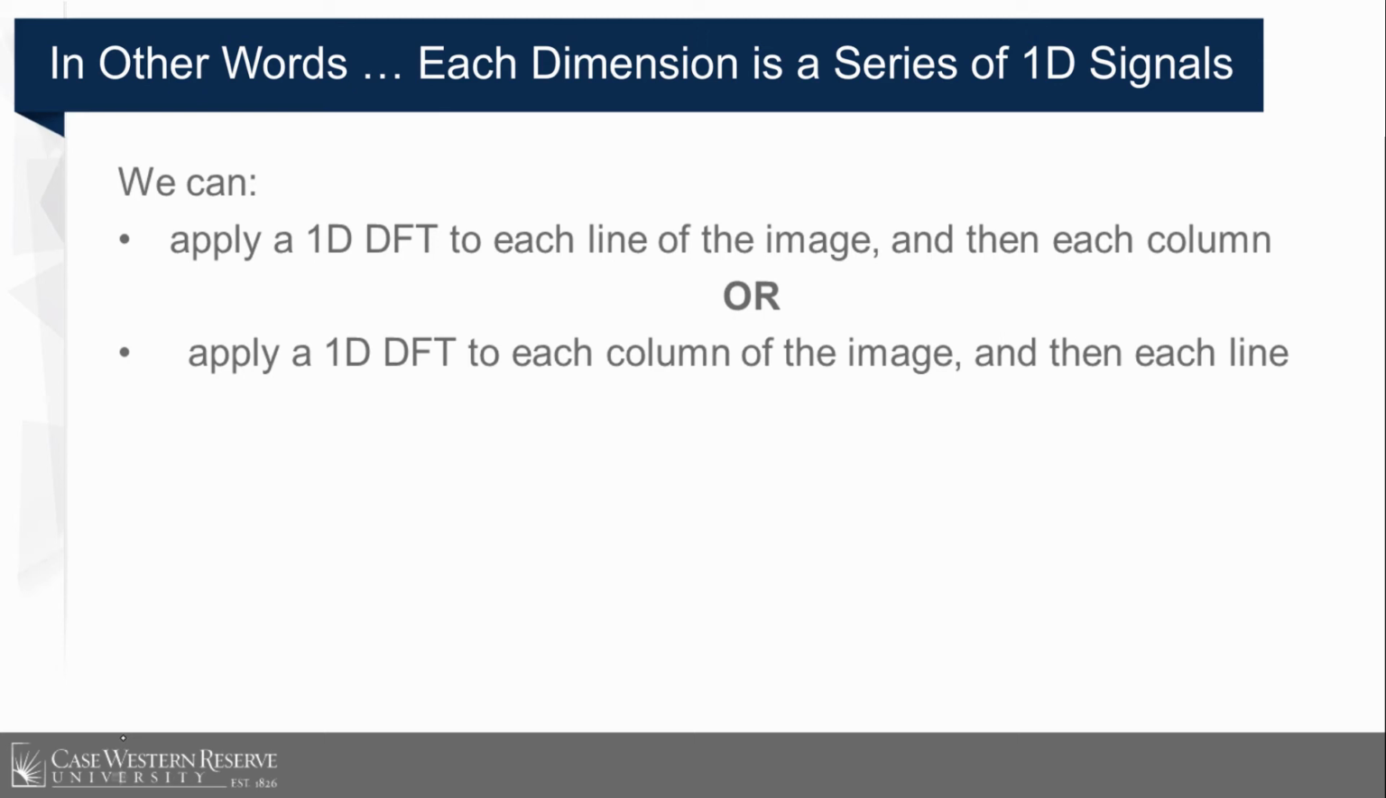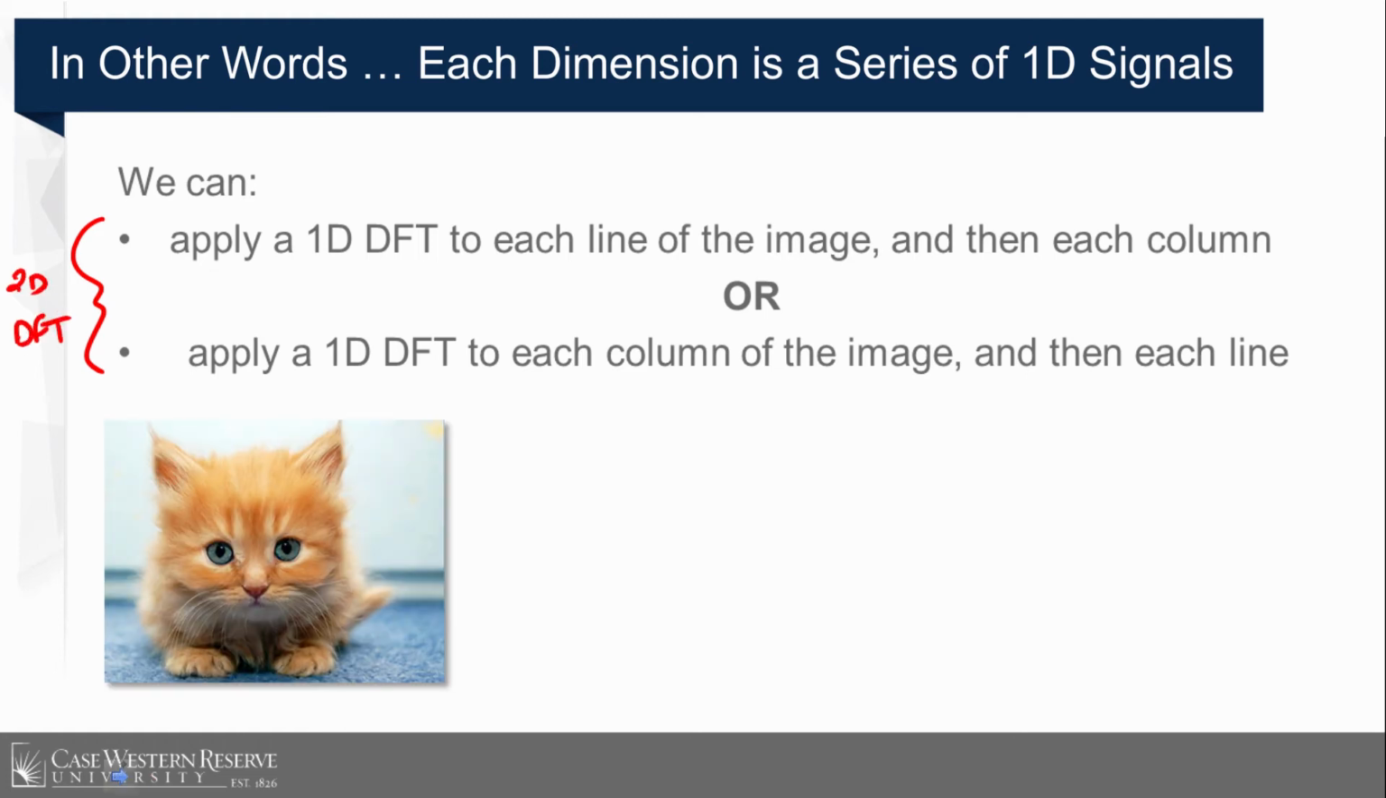So the way that I like to think about it is that each dimension can be looked at as a series of 1D signals. So we can apply our 1D DFT to one direction of this series of 1D signals, and then to the other direction, or apply to the second direction and then the first. It doesn't really make a difference because in the end, as long as we apply a 1D DFT to each direction once, we'll end up with a 2D DFT. All right, so let's take a look at this in a picture.